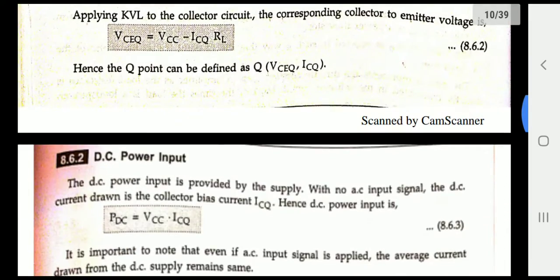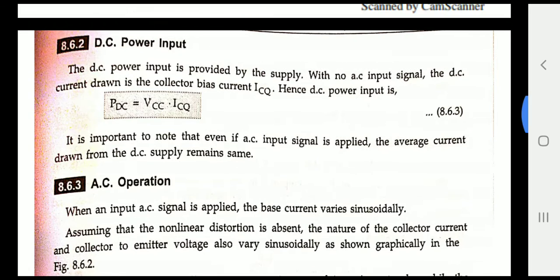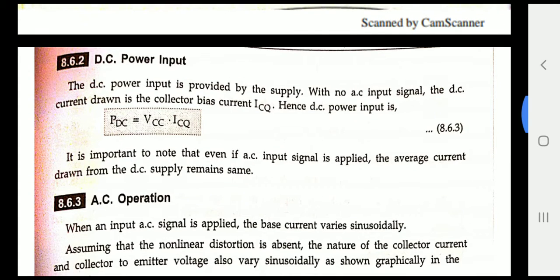Now the topic is DC power input. Here we know the definition of power is the product of voltage and current. In this operation the voltage is VCC and the current is ICQ. Therefore we can directly write the DC power input as the product of VCC into ICQ. So this is about DC power input.